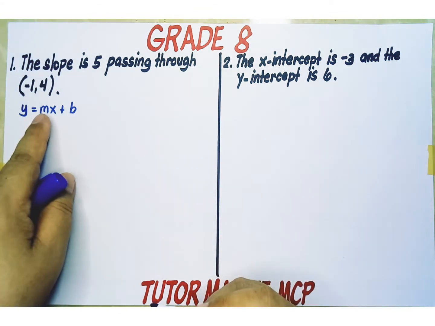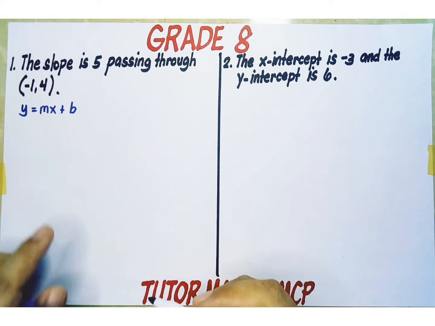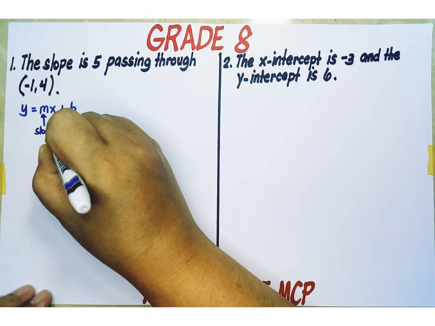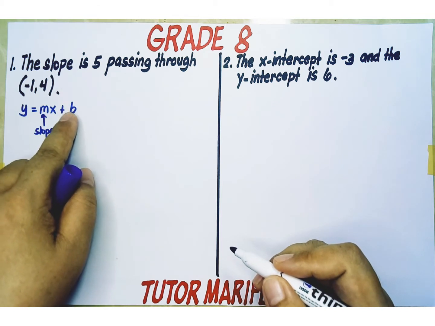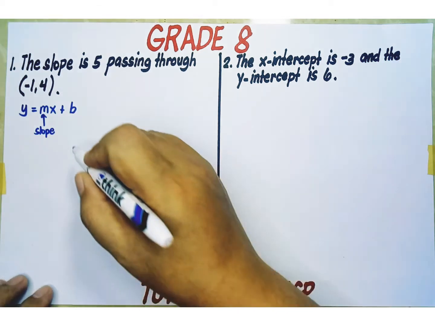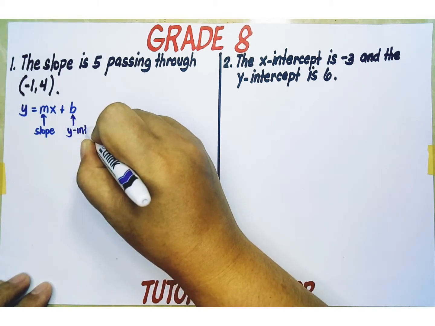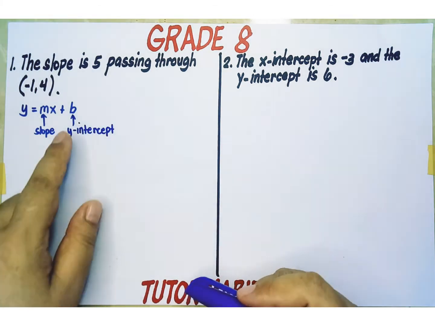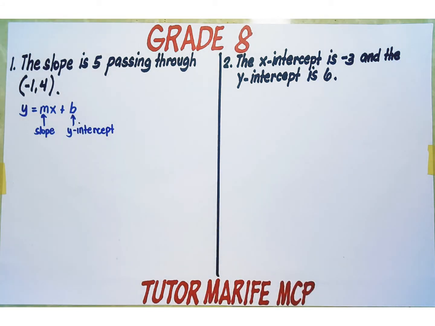Okay, so yung m dito, which is the coefficient of x, is the slope. This is the slope. Ito namang b, this is the constant term kasi wala siyang coefficient na variable. This is actually the y-intercept. Or it's the y-coordinate of the y-intercept. Okay?